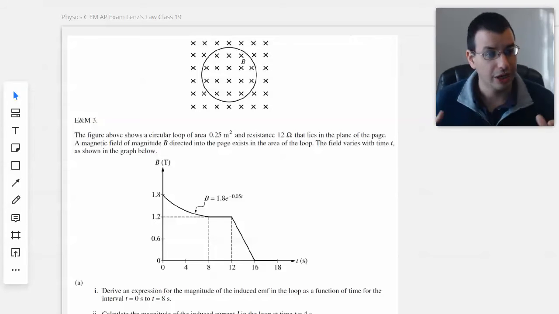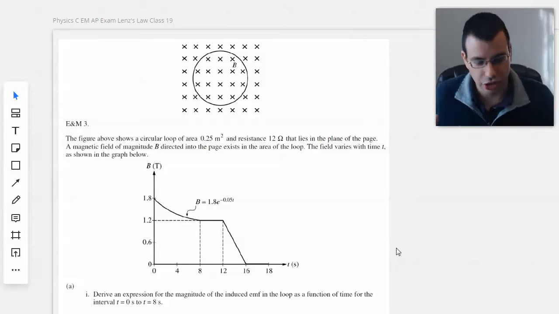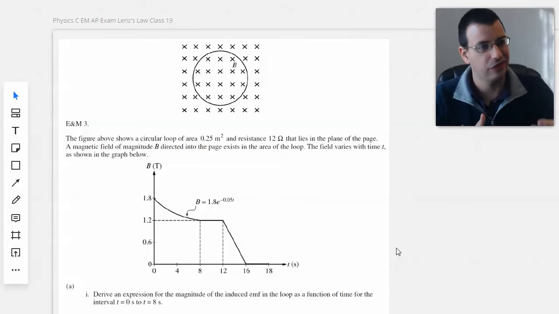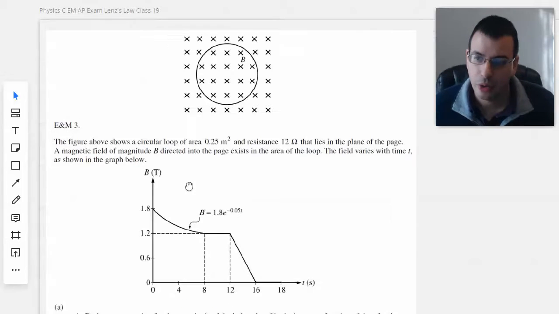So we're going to do some more Lenz's law. There's a lot of these problems, and it's pretty important on this exam. It's weighted fairly heavily, so it's good to have a solid understanding of the flow that these problems have. So let's get started.